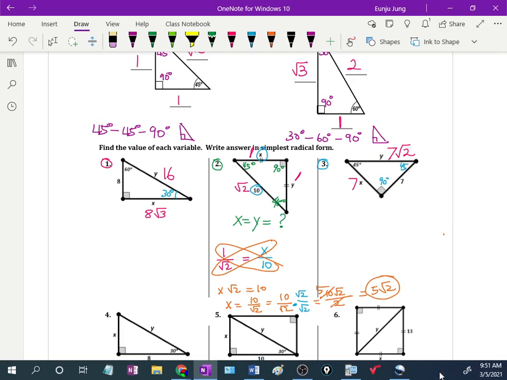So this number 2 was a little tricky because we cannot see the multiple quickly because of the irrationals. Then you must set up the proportionality and solve the equation to find the answer. So that was number 2.